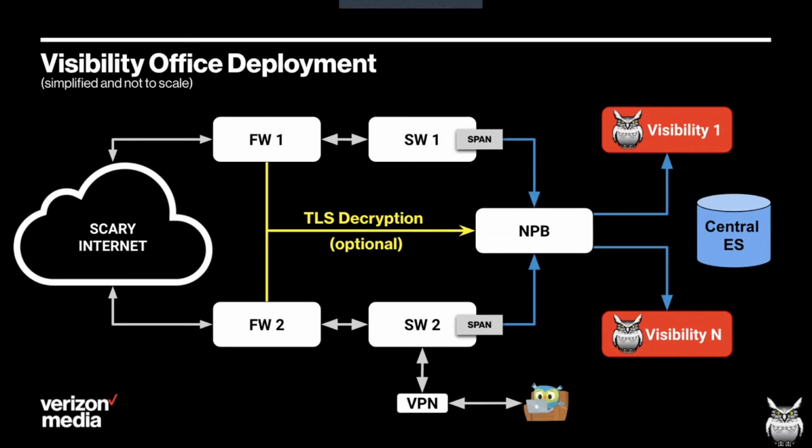So you have firewalls and switches that are HA paired, talking to the internet. And from those switches, which is what everything else connects to in that office, we have span ports that are sending a copy of the traffic off to the network packet broker. And the network packet broker, that's what the NPB is, will load balance the traffic off to the visibility boxes. And you'll have n number of visibility boxes based on the size of the office.